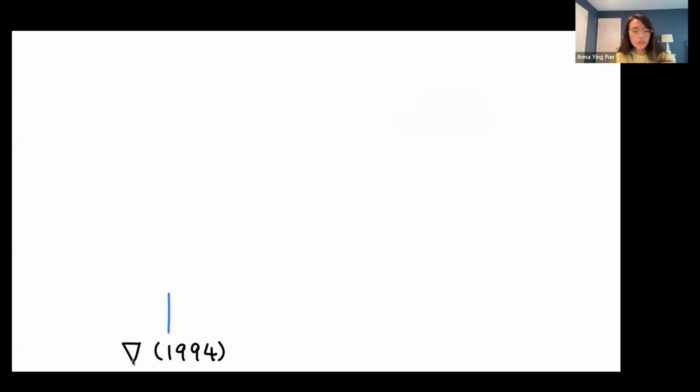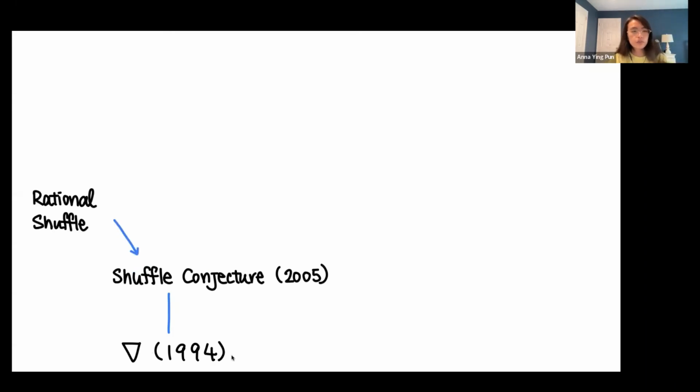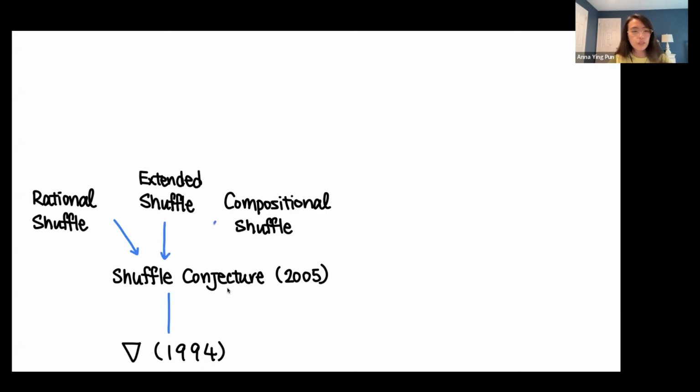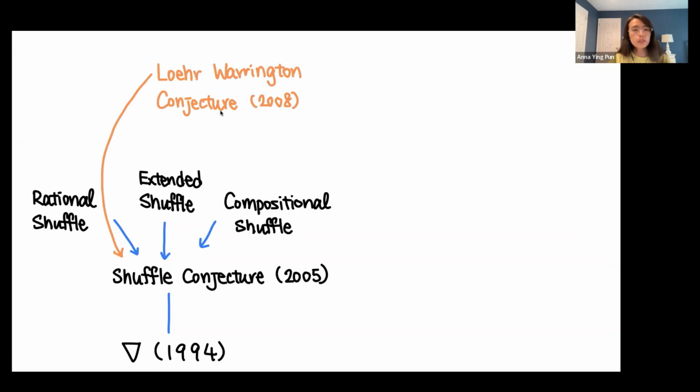As we said in the French document, the nabla operator is defined in 1994. And then we have the shuffle conjecture in 2005. And a lot of people try to prove it by generalizing into different versions, so that if one of them is proved, then they can specialize to get back the original one. And Warrington used another way to generalize it in 2008. So for all these things, by 2008 it is still open.